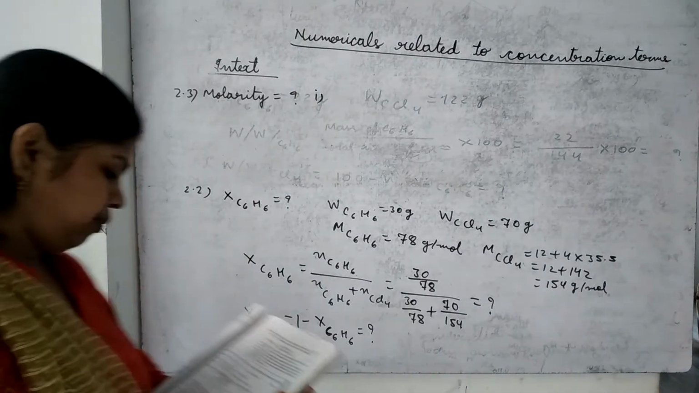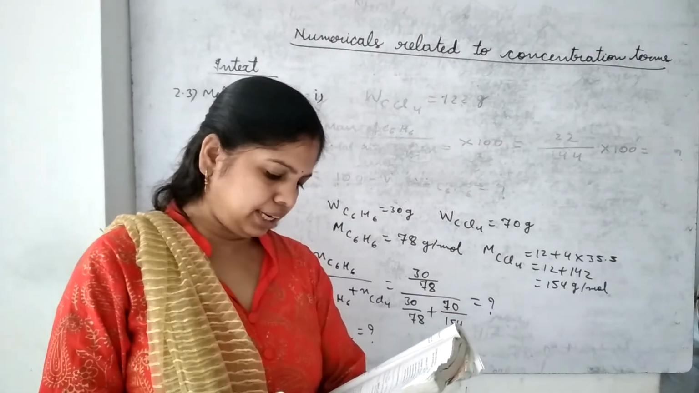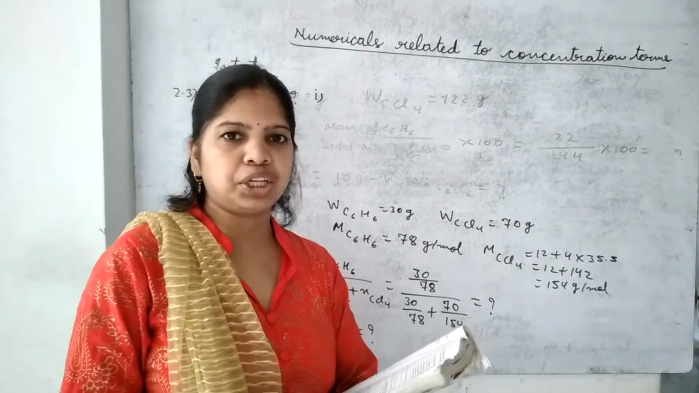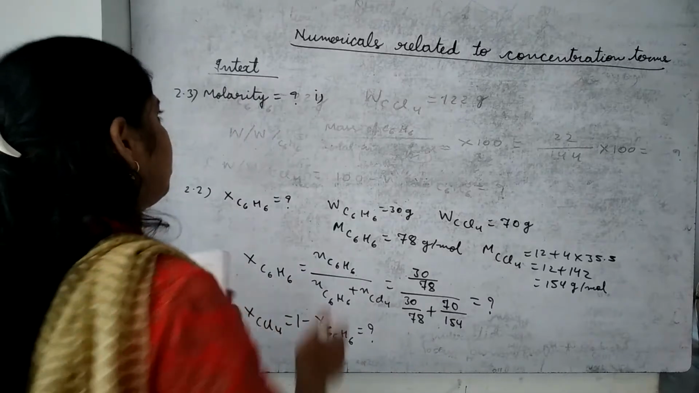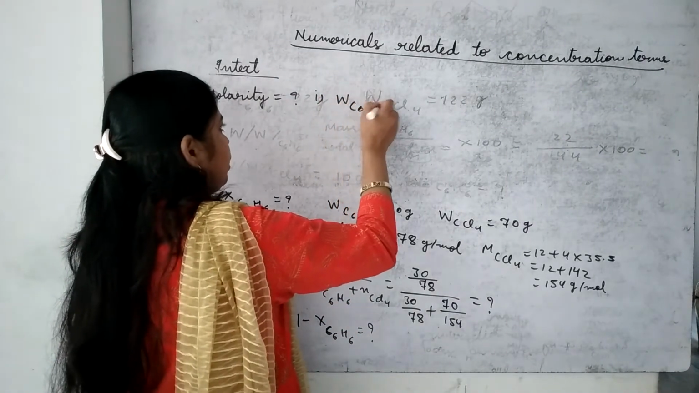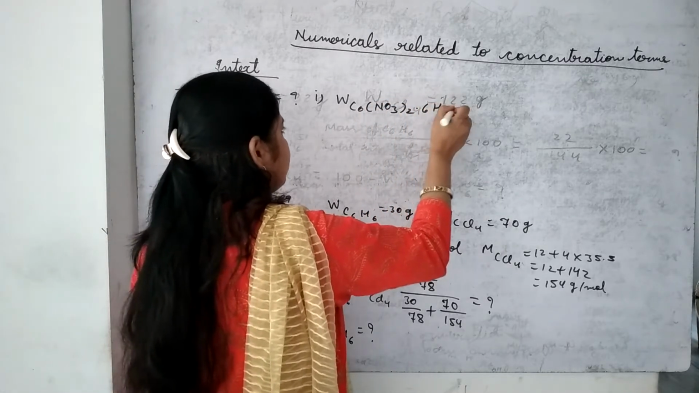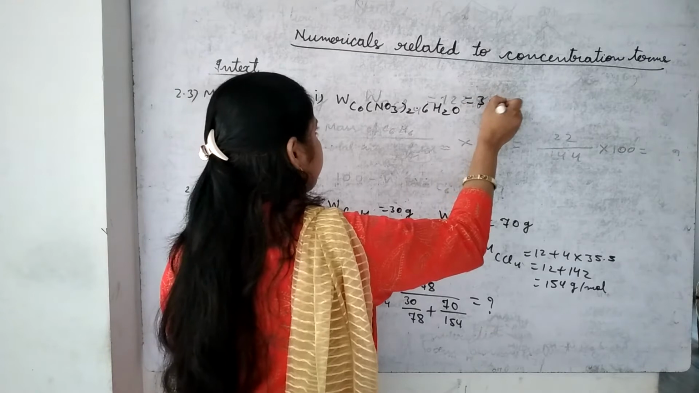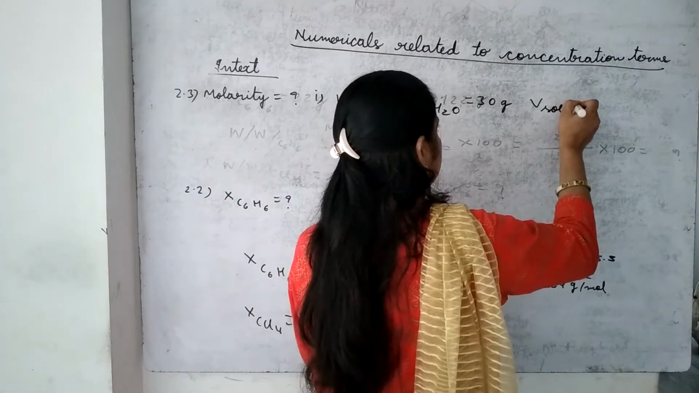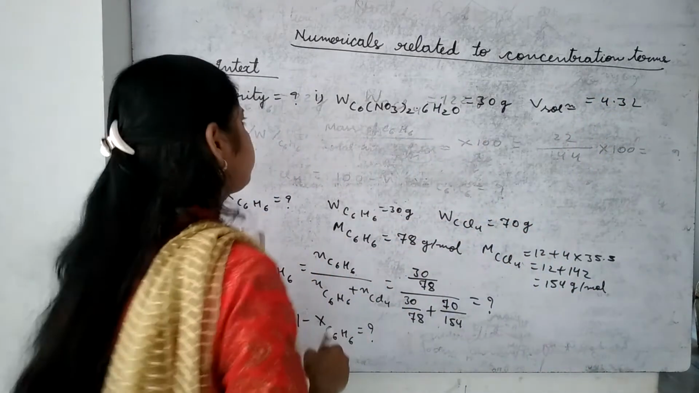Now the first one. It has been given 30 gram of cobalt nitrate in 4.3 liter of solution. It's very easy to find. 30 gram of cobalt nitrate hexahydrate, Co(NO3)2·6H2O, and the volume of solution is given as 4.3 liter.